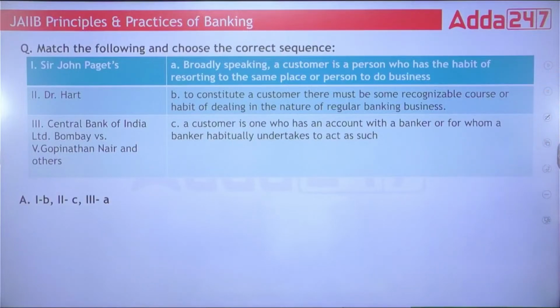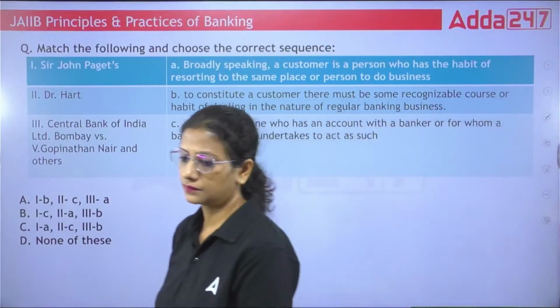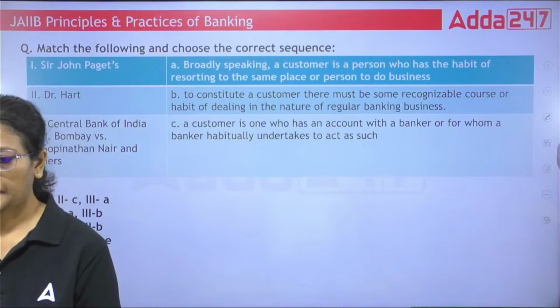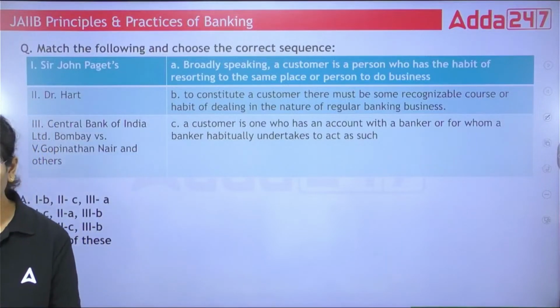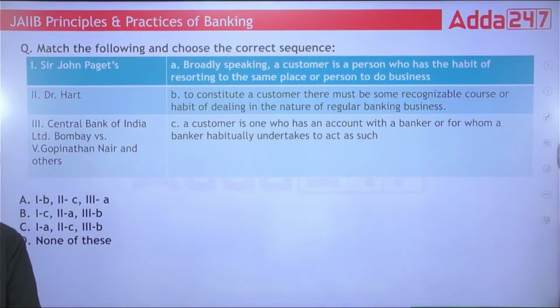So the options are 1B, 2C, 3A; 1C, 2A, 3B; 1A, 2C, 3B; or none of these? We did the definitions of customer in this particular unit, and according to that, you have to match the following and choose the correct definition.